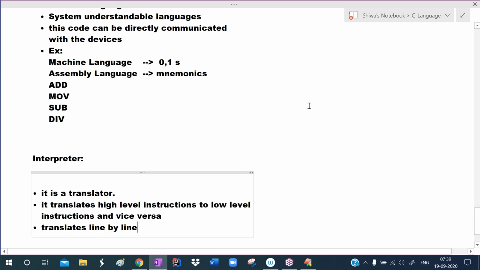To understand the compiler and interpreter, I will give one simple general example, so you will get more clarity. For example, two persons are there. This is the first person, and this one is the second person. The first person is from Telangana. He knows only one language, Telugu. The second person is from Gujarat state. He knows only one language, Gujarati.